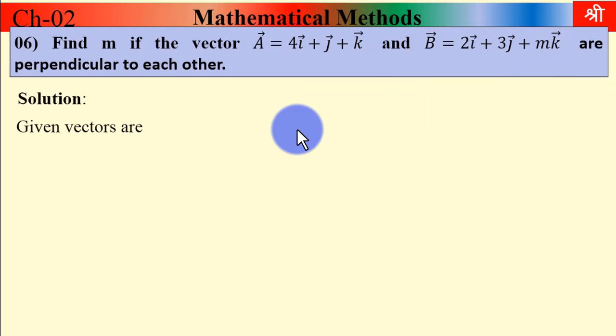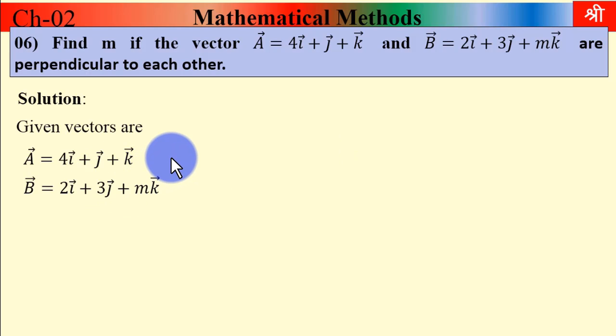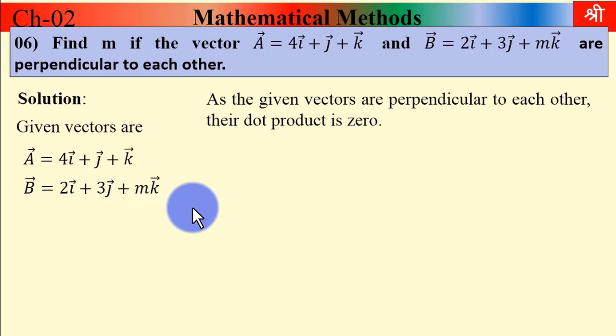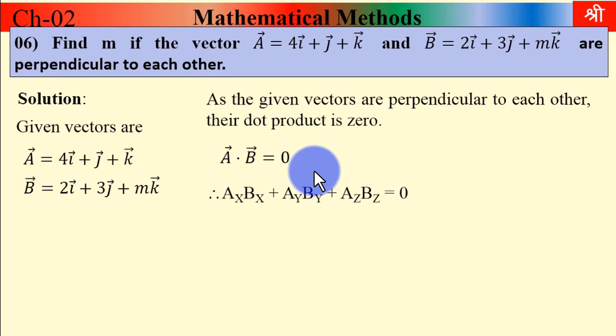How to solve that example? Given vectors are, vector A is 4i plus j plus k, vector B is 2i plus 3j plus mk. As the given vectors are perpendicular to each other, their dot product is 0. Vector A dot vector B is equal to 0. But vector A dot vector B is given by the formula ax bx plus ay by plus az bz. Ax is 4, bx is 2, ay is 1, by is 3, az is 1, bz is m. Keep these values. So we get this step.